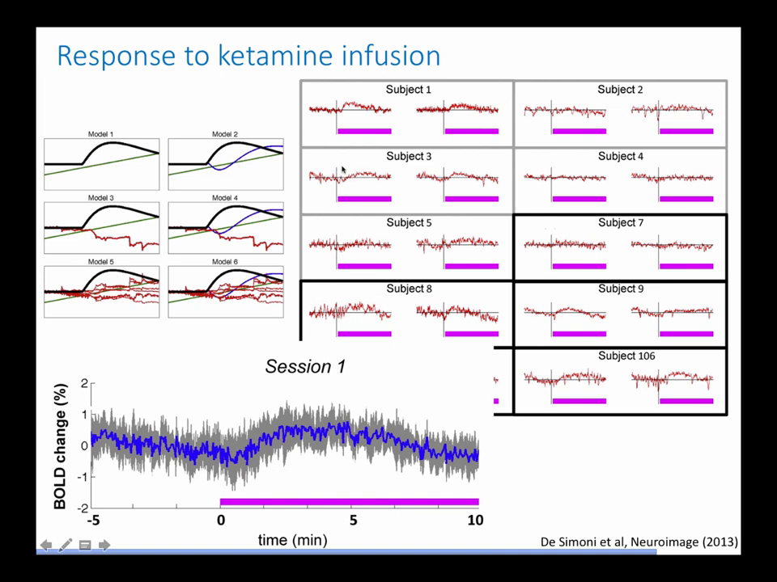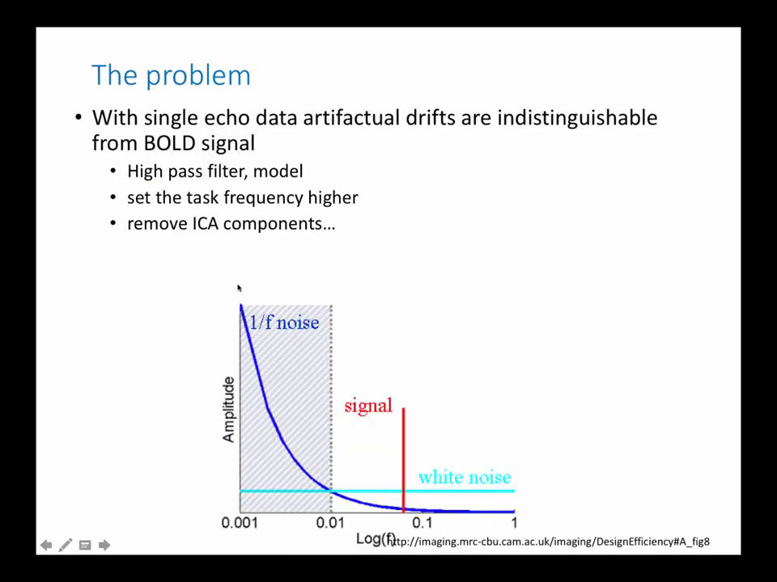Even though they still do manage to see some signal in all of their subjects, you're not sure that what they end up seeing is really more of a function of their model. It could still be motion, so you want to be sure that what you're modeling is just the drug response. The problem with single echo data is that you can't tell your drifts from your BOLD signal. So people are trying to model it, trying to do ICA components. They have to remove things, but they're still kind of guessing.